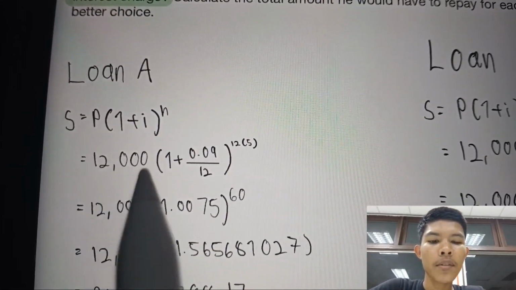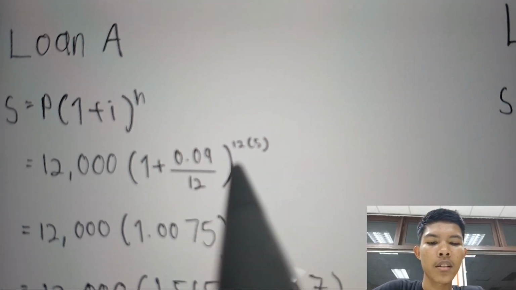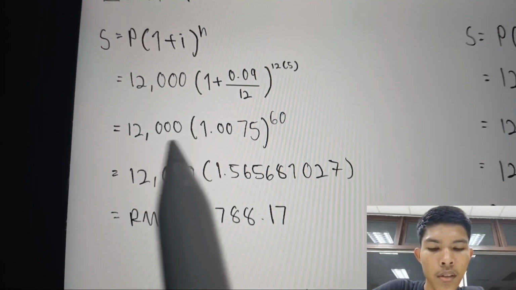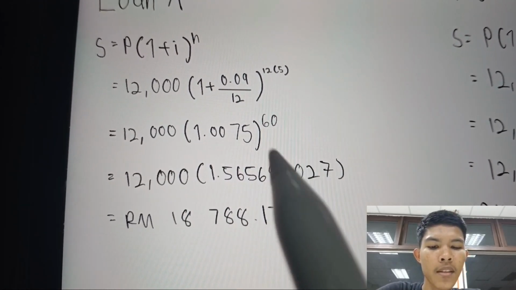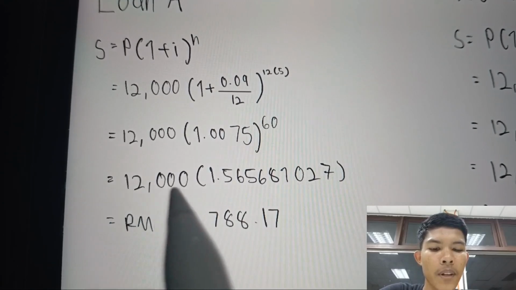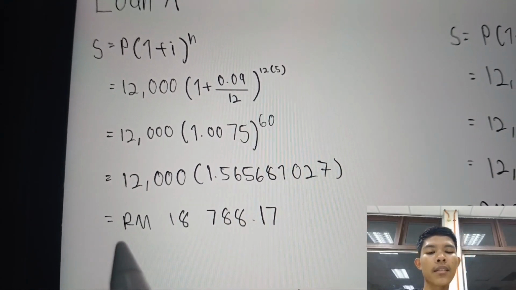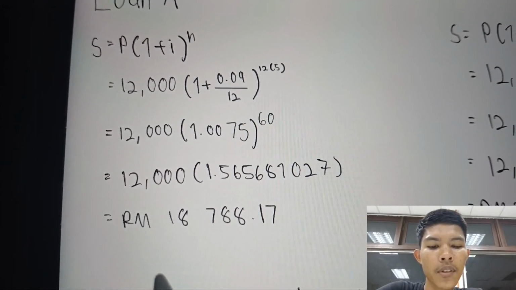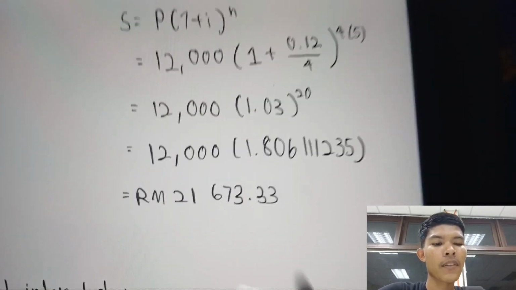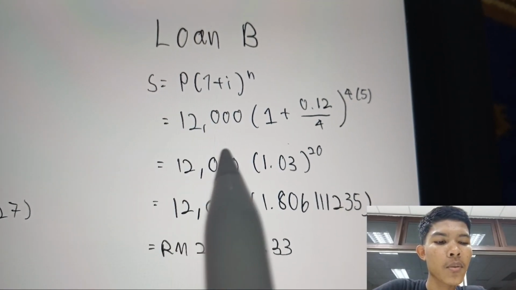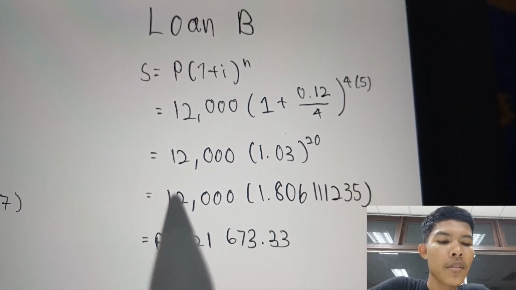S equals 12,000(1 plus 0.09 divided by 12) to the power of 12 times 5. Next, equals 12,000 times 1.0075 to the power of 60, equals 12,000 times 1.565681027, and the answer for loan A is RM 18,788.17.